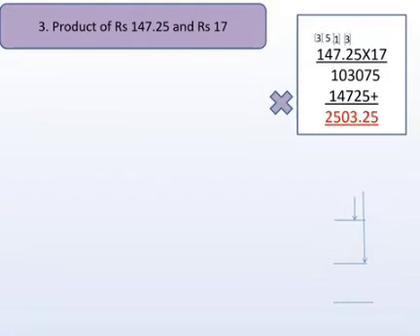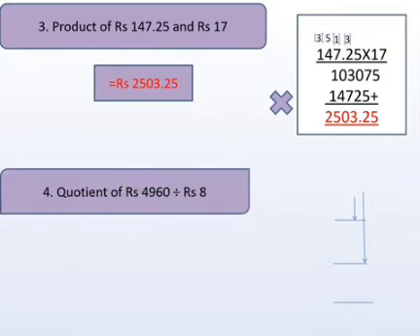So in the final answer, we are going to place the decimal point. How to keep the decimal point? Children, look at the question 147.25. After decimal point, we have two places, that is 2 and 5, two places. So come back to the answer. Leave two places from right side and then keep the decimal point. So what is your final answer? 2503.25. That is rupees 2503.25 or 2503 rupees 25 paise.